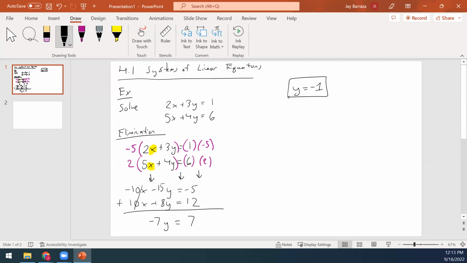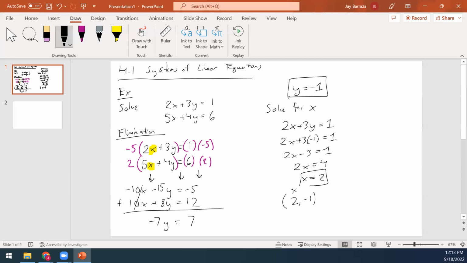So now we can solve for x. Pick whatever equation you want. I'll do the first equation, 2x plus 3y equals 1. 2x plus 3 times -1 equals 1. 2x minus 3 equals 1. 2x equals 4. x equals 2. Your final answer should always be a coordinate, x comma y. So you should always write your answer as a coordinate.